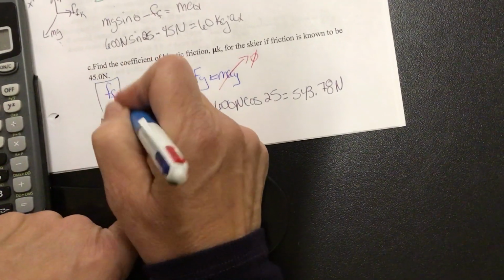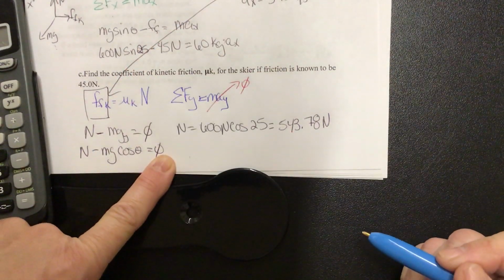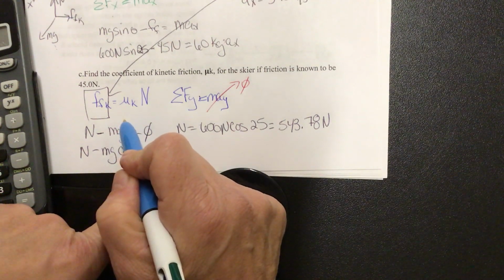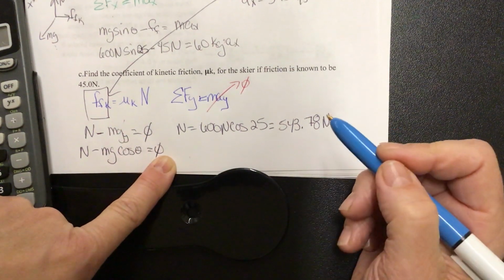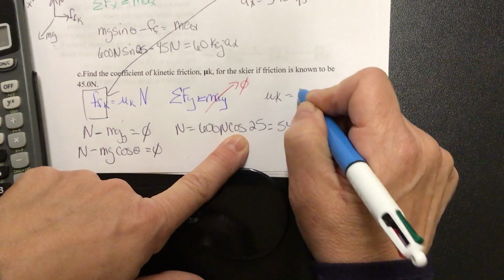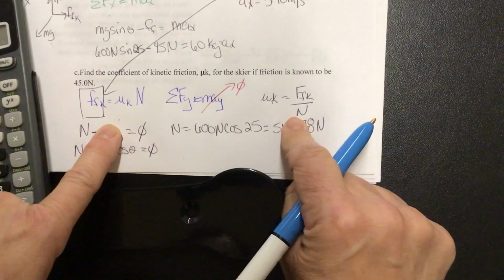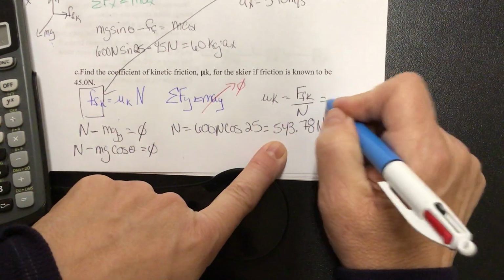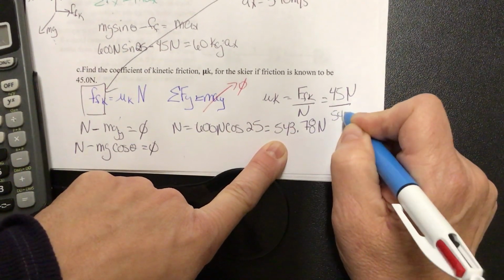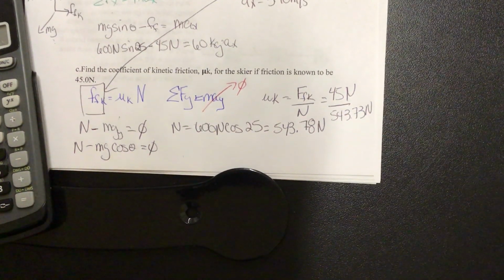I do know the force of friction. I didn't even have to calculate it. That was given to us up here. And so I can just rearrange the friction formula for mu kinetic and solve for it. Mu kinetic equals the force of friction kinetic divided by the normal force. That's just this formula rearranged. And that's 45 newtons divided by 543.78 newtons. It's going to be unitless, so newtons are going to cancel.